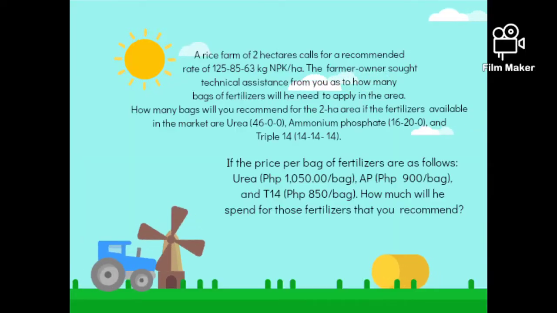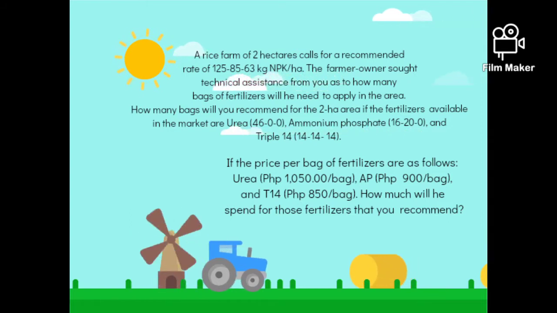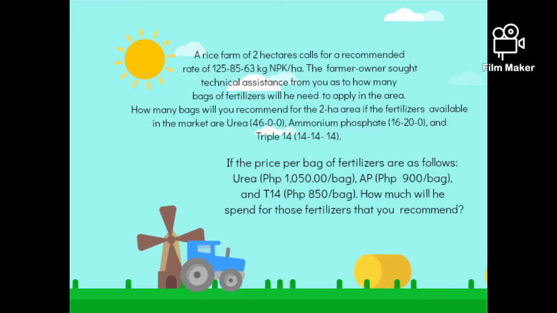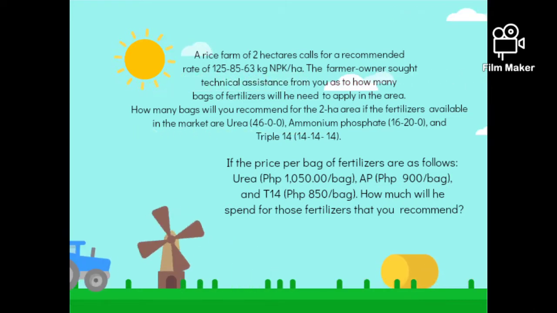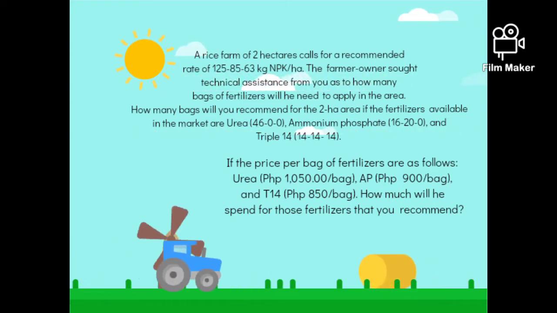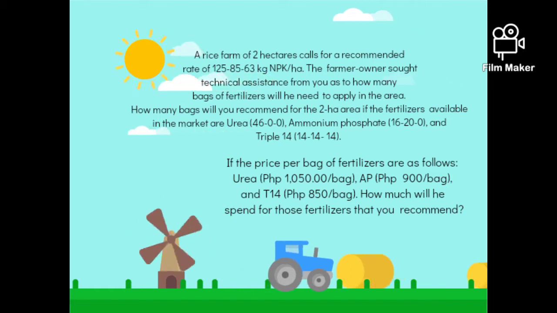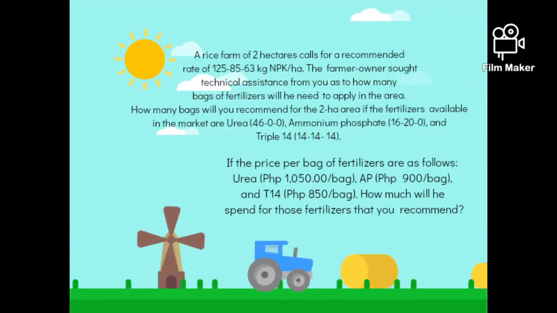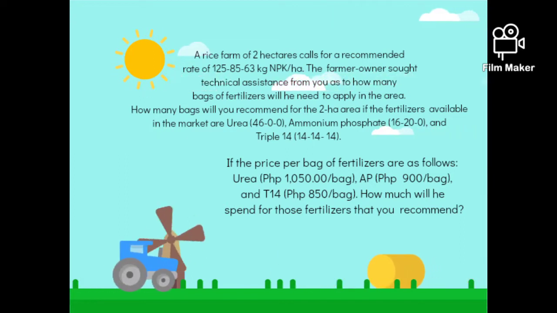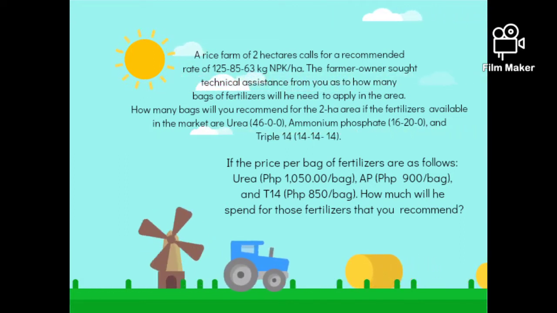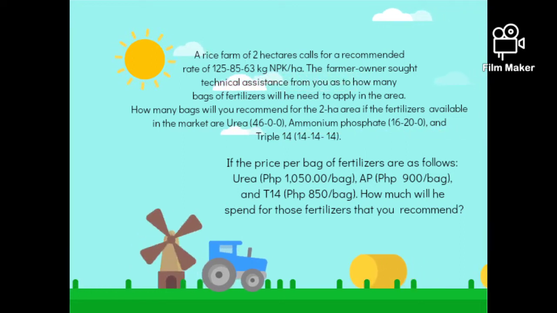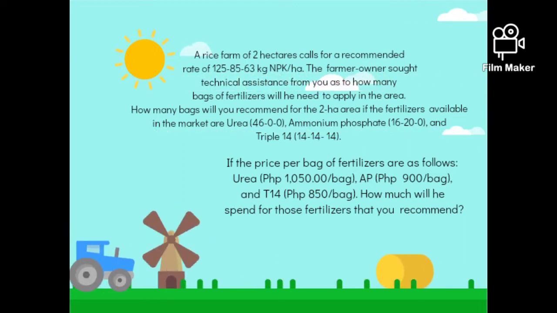So here is the problem. A rice farm of 2 hectares calls for a recommended rate of 125, 85, 63 kilograms of NPK per hectare. The farm owner sought technical assistance from you as to how many bags of fertilizers he will need to apply in the area.